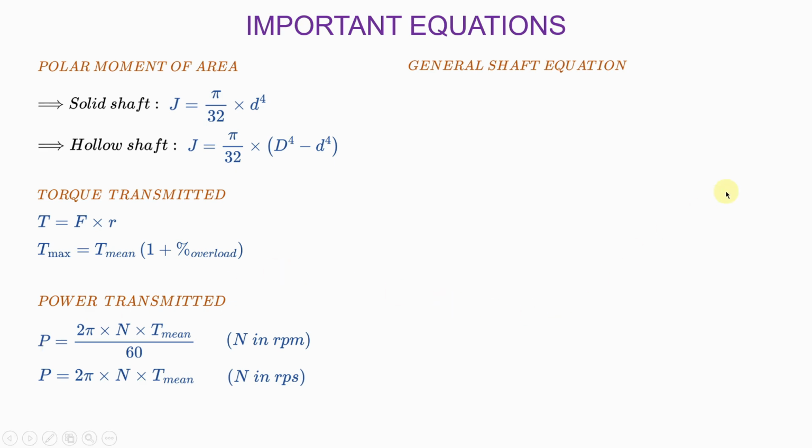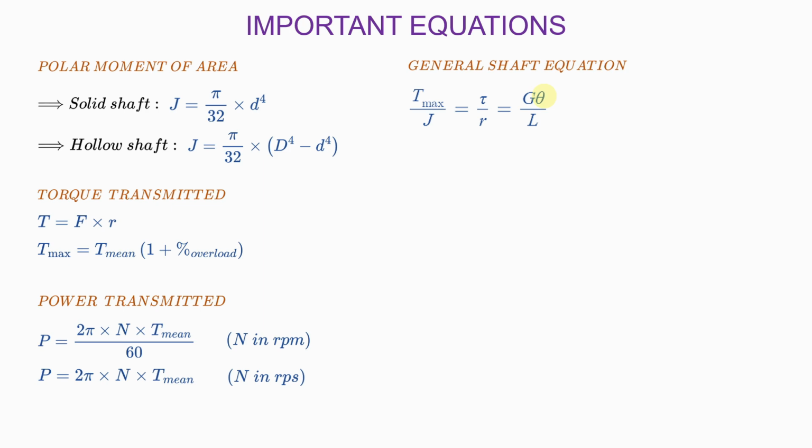Now, let us look at the general shaft equation. There is only one, and this is the equation for shafts. When we're dealing with shafts, this is what we call the general shaft equation. Okay, so the maximum torque divided by the polar moment of area is equal to the shear stress divided by the outer radius. This is the outer radius. And this must be equal to the modulus of rigidity multiplied by the angle of twist, okay? Theta is the angle of twist, okay?